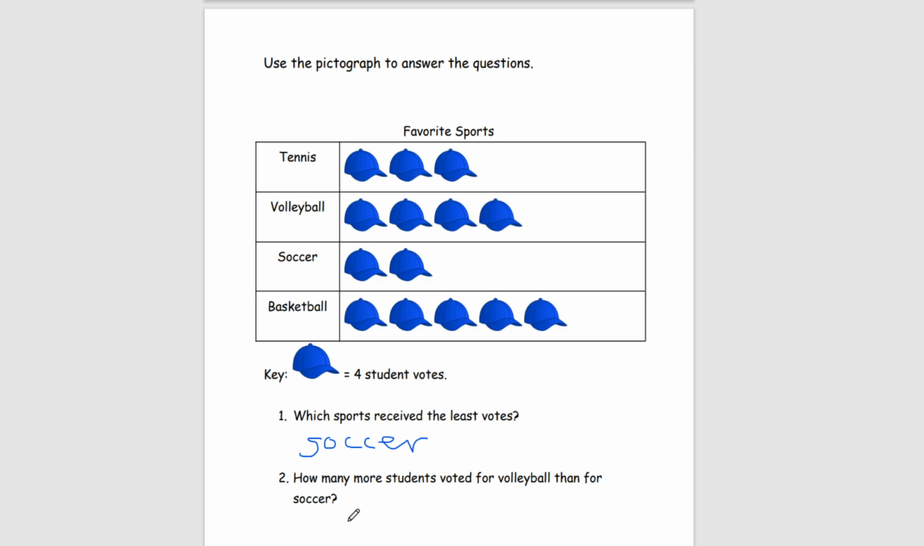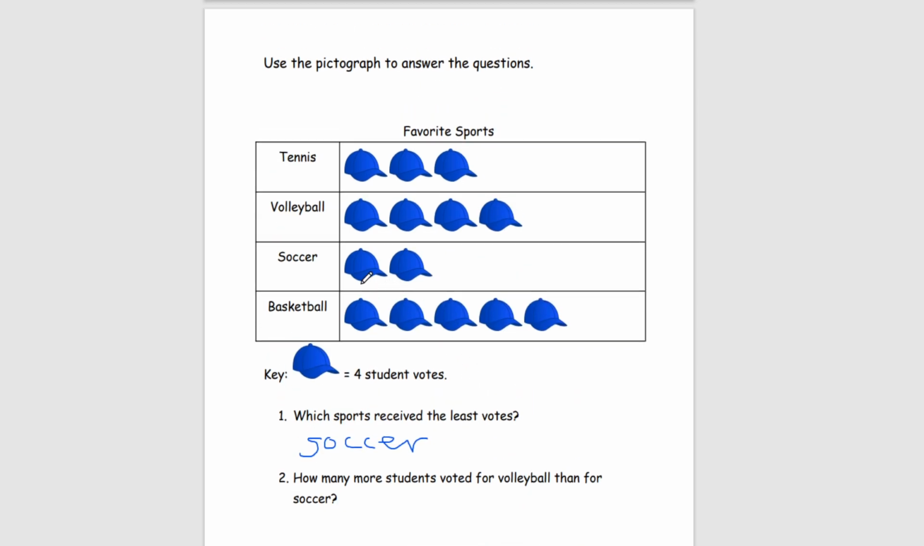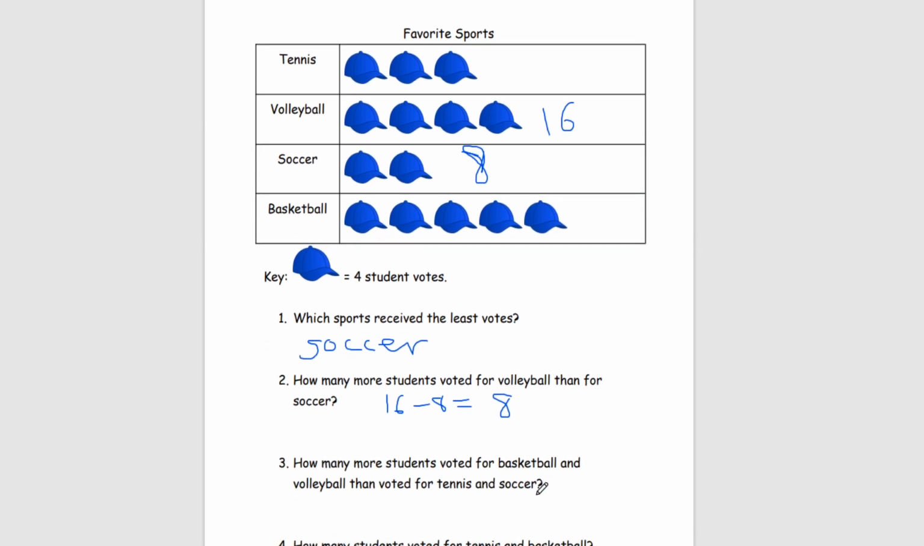For number two, how many more students voted for volleyball than for soccer? Now this one we have to actually calculate. For soccer we have 2 hats with 4 each. That gets us 8. And for volleyball we have 4 hats times 4. That gets us 16. To get our answer we do 16 minus 8, which gets us 8. So 8 more students voted for volleyball than soccer.